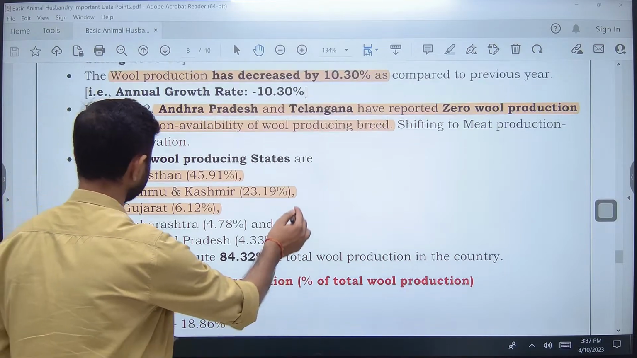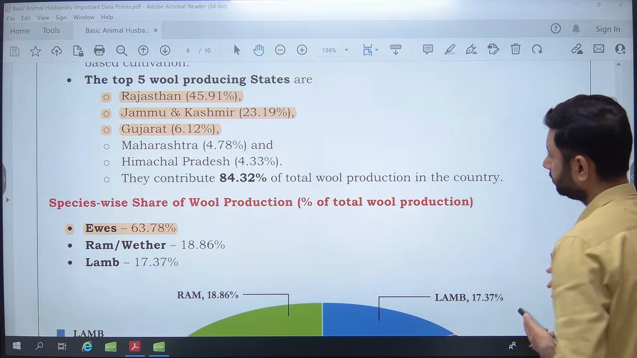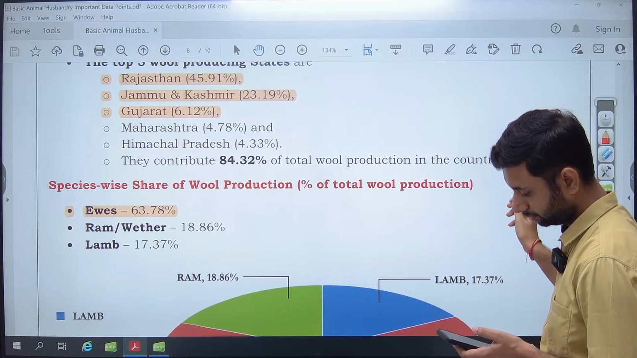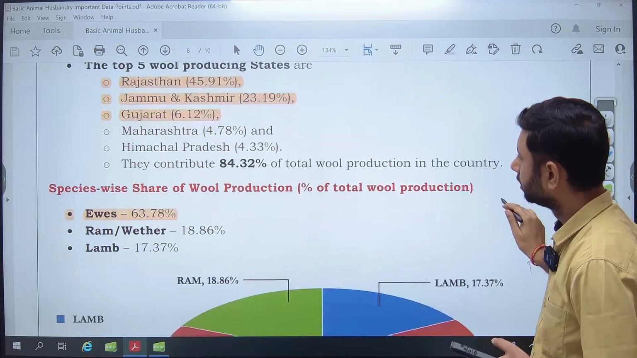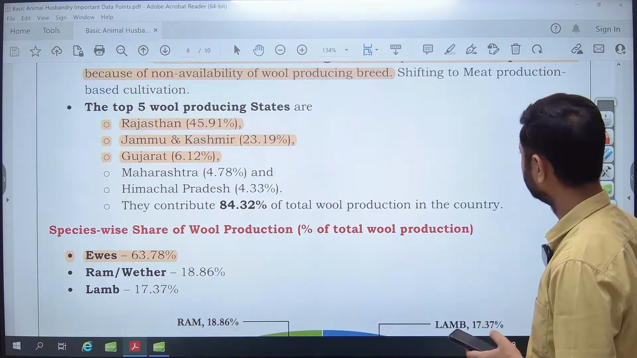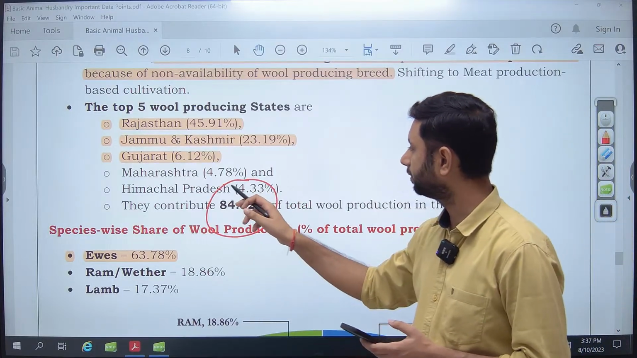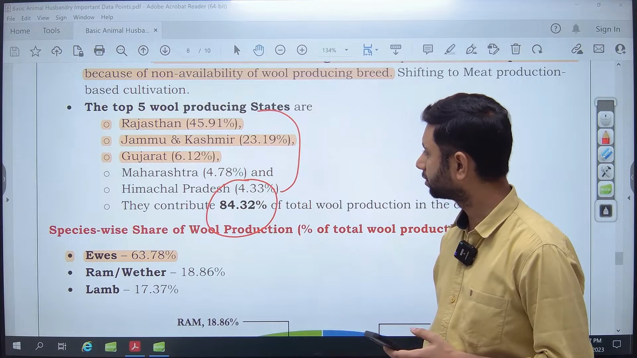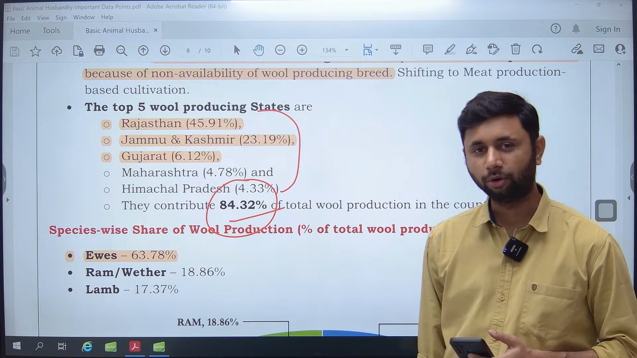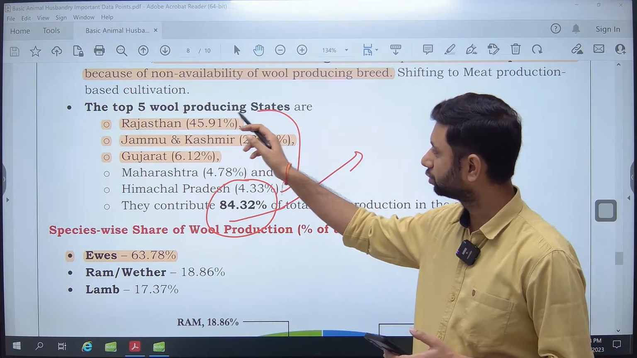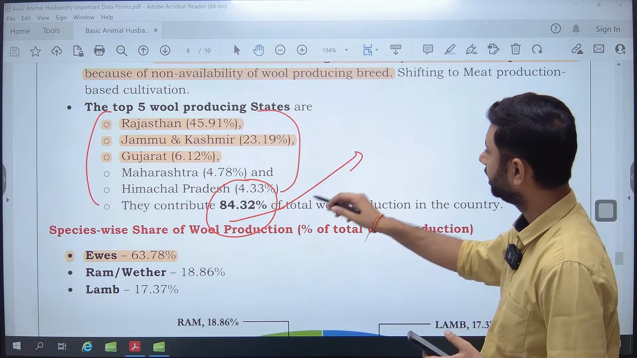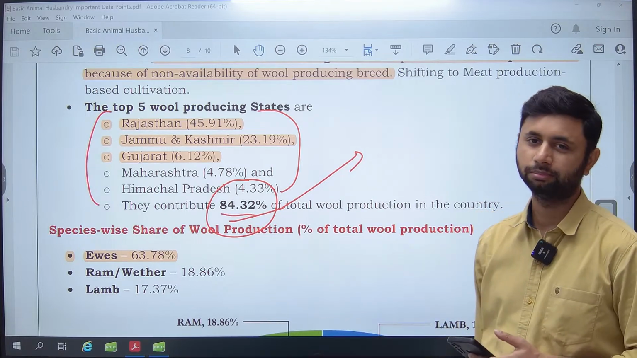Okay, so Rajasthan, Jammu, Gujarat are the states in terms of top 5 wool producing states. Okay, now what about the species wise share of wool production? But before that, let's discuss another metric that we were discussing in case of top 5 states contributing how much percentage of wool production. As you can see, from the perspective of commodities, wool came out on the top. So these top 5 states, Rajasthan, Jammu, Gujarat, Maharashtra as well as Himachal, contributes 84.32%, a very huge number.